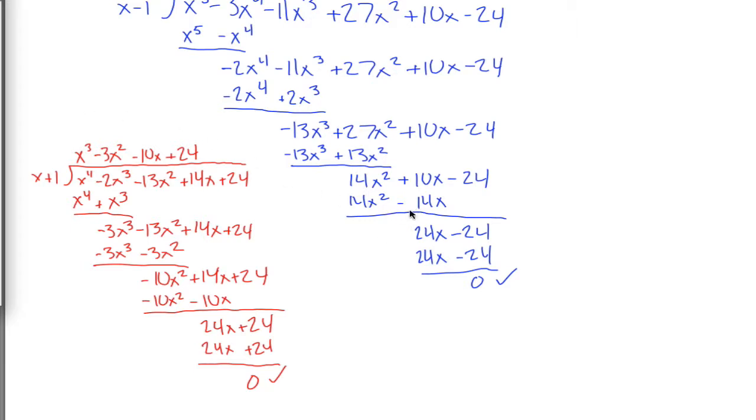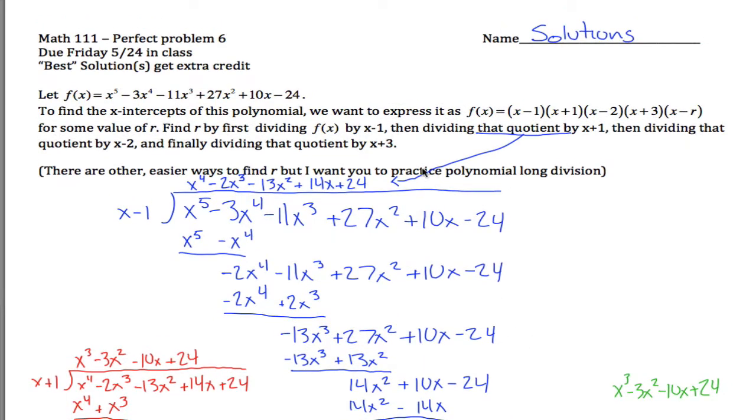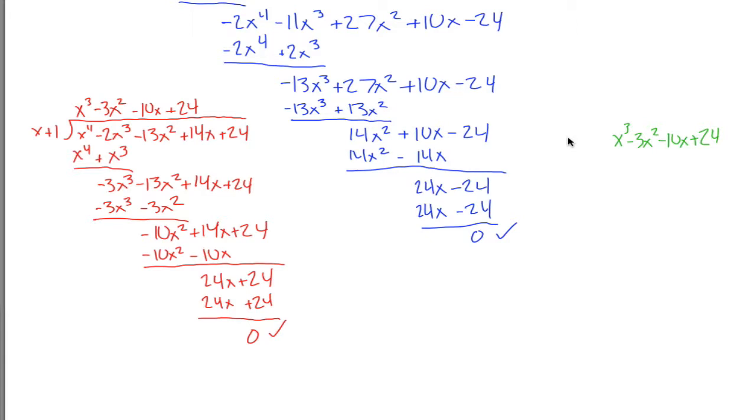Next step is to take that quotient. So this x cubed minus 3x squared minus 10x plus 24, and divide that by x minus 2. Okay. X minus 2 divided by this mess. X cubed is what I want to get rid of. I better put an x squared up here. X squared times x is x cubed. X squared times negative 2 is negative 2x squared.